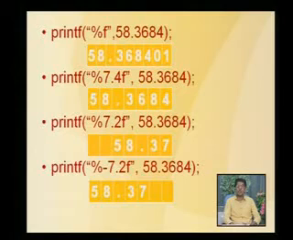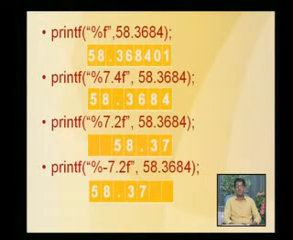So 58.3684 remains as it is, or the number of blocks required are as it is. Next is printf %7.4f, and the value is again the same, 58.3684, which means 58 is the integer part, and after the point we have 4 values.